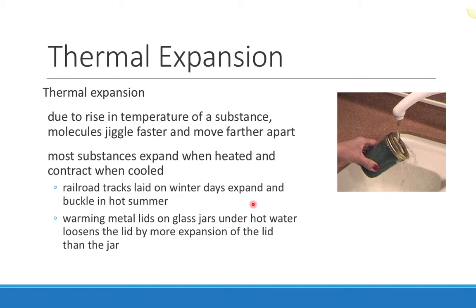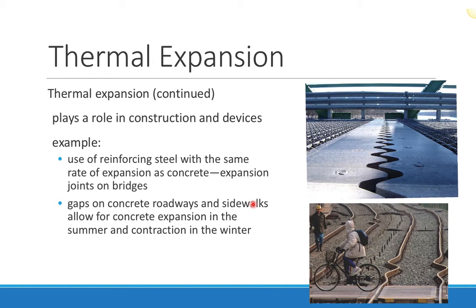Other things that happen, and we're going to see some pictures: railroad tracks that are laid in the winter can sometimes expand and buckle in the hot summer, and I actually have some pictures of that. But in general, when you change the temperature of an object, if you cause the temperature to rise, the object will expand, and if you drop the temperature, it will contract. So here are some other important pictures.